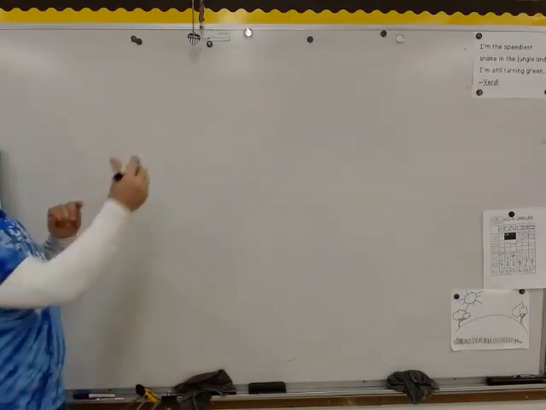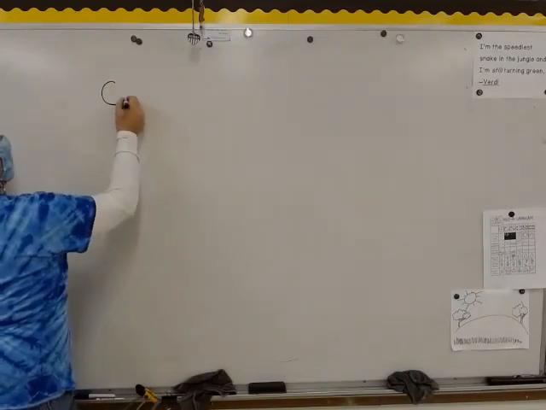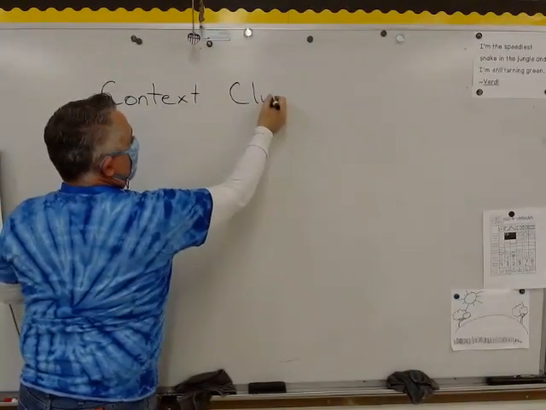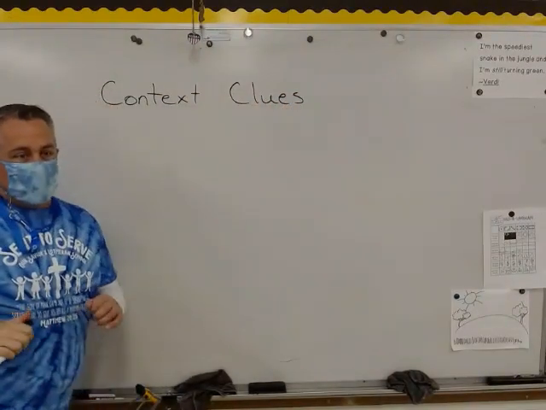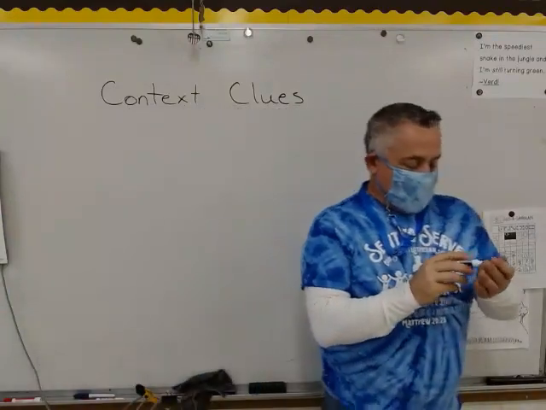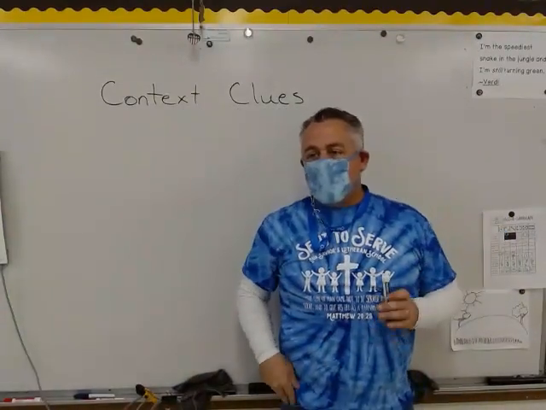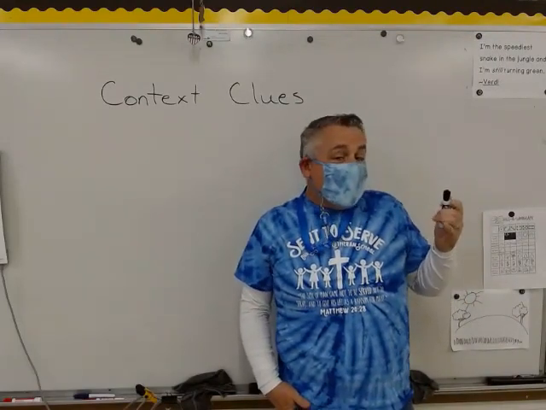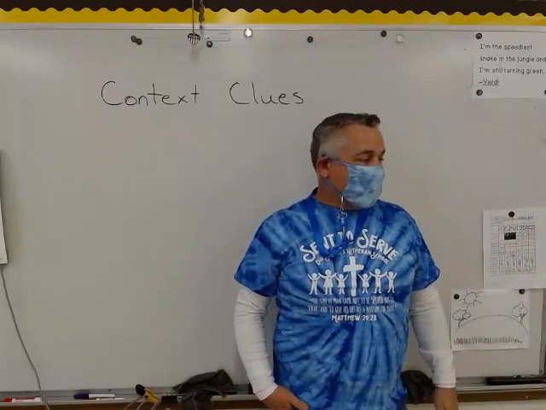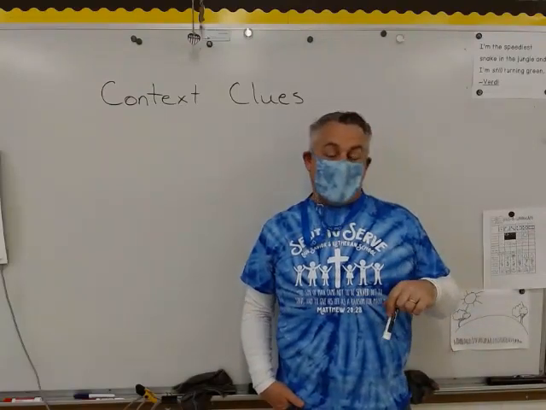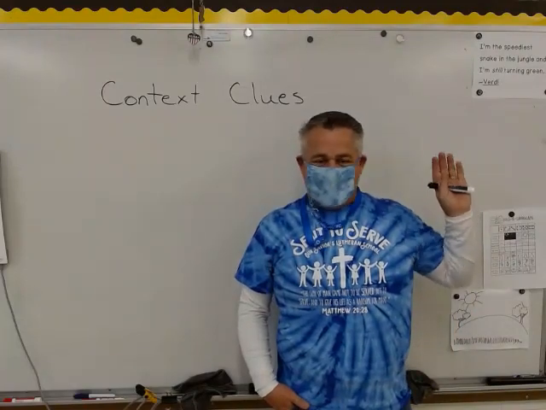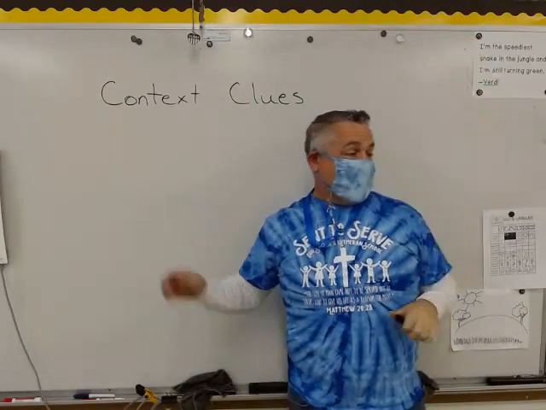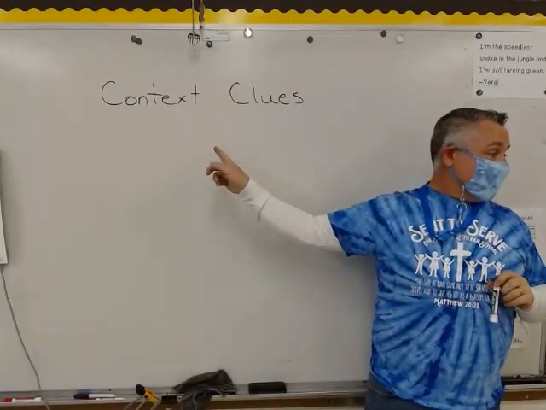All right, today though, we're going to focus for reading on this idea: context clues. A lot of times when you're reading, you come across words and you may not know what that word means. So in order to know what it means, you could go get a dictionary, look it up, see what the meaning of the word is, and then go back to reading. But how many of you would agree, I really don't want to stop reading to go get a dictionary and look up the word? Okay, I don't either. That's where context clues come in, okay?